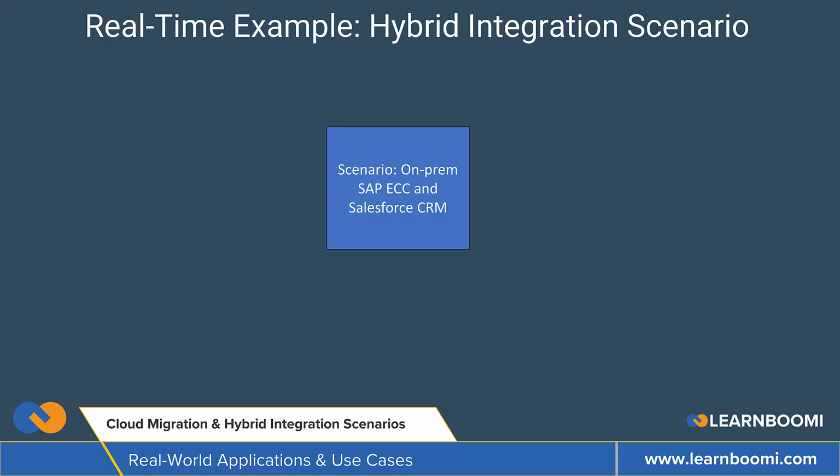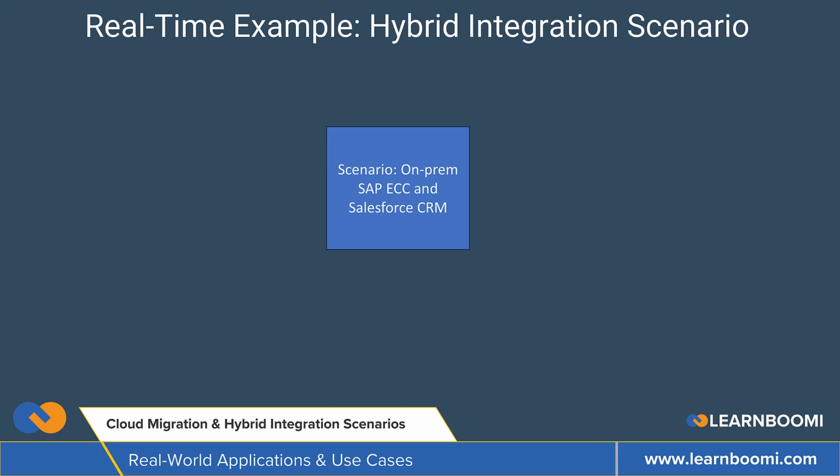Next, let's look at a real-time example of a hybrid integration scenario. The scenario is on-prem SAP ECC and the Salesforce CRM. So here is the business need. A company wants to integrate customer records between SAP ECC on-prem and Salesforce in the cloud. What are the challenges? SAP ECC cannot be migrated immediately and Salesforce needs real-time customer updates. The connectivity from cloud to on-prem is restricted and data must remain secure.